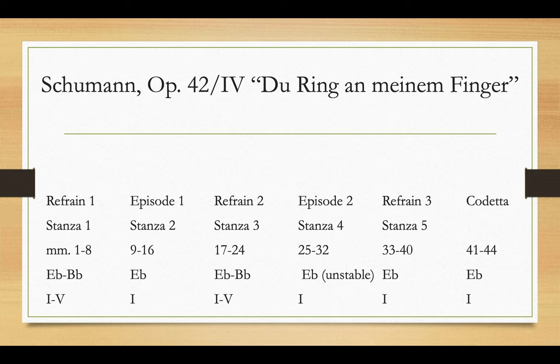Thematically, this can be represented as A, B, A, C, A prime. Again, the prime is just representing the fact that the last refrain has been slightly modified in relation to the earlier ones, making this song a good example of a five-part rondo.